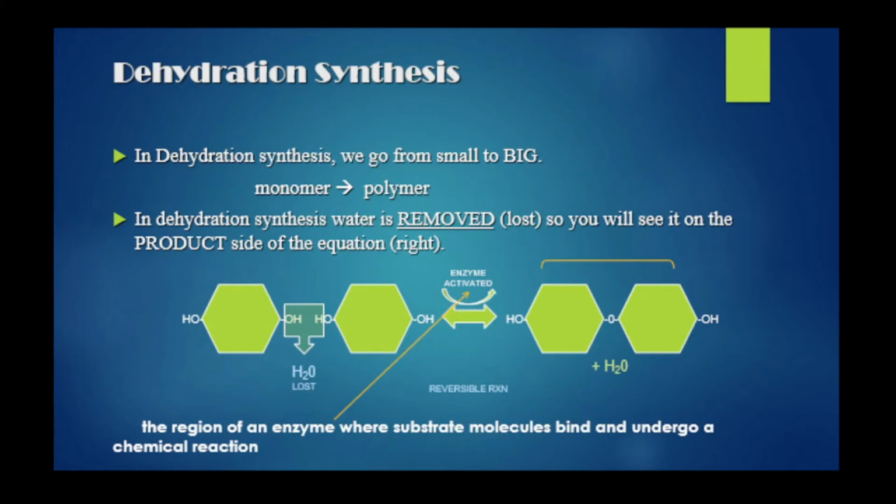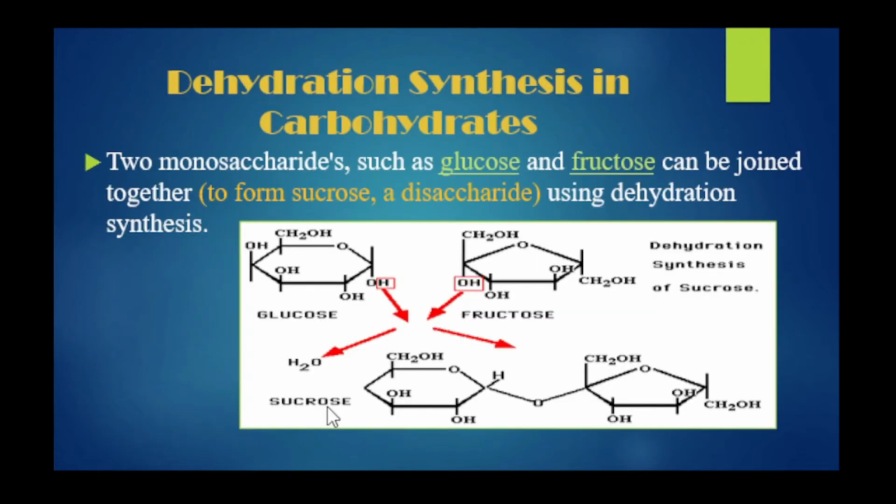As we go on, so dehydration synthesis in carbohydrates. This is an example of two monosaccharides, namely glucose and fructose. As you can see, they can be joined to form sucrose, or what we call a disaccharide. Using dehydration synthesis, they form the disaccharide sucrose. As you can see in here, the removal of water is manifested in this area, creating the products water, which is H2O, and the sucrose.